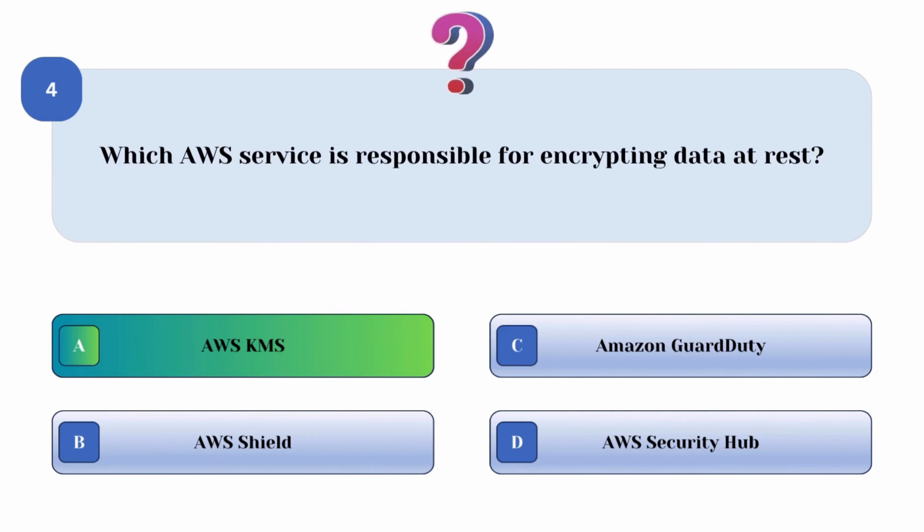AWS Shield protects against DDoS, not encryption. GuardDuty is threat detection, not encryption. Security Hub aggregates security findings, doesn't encrypt.